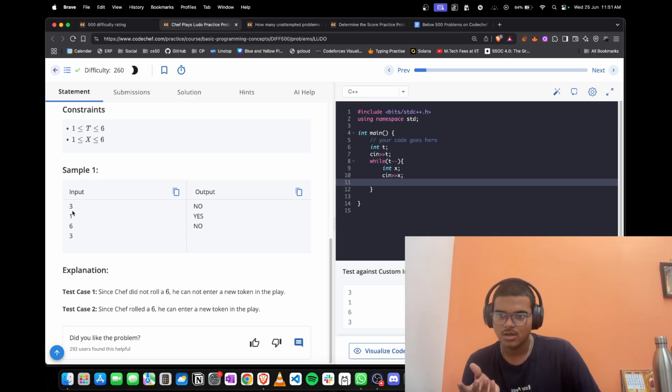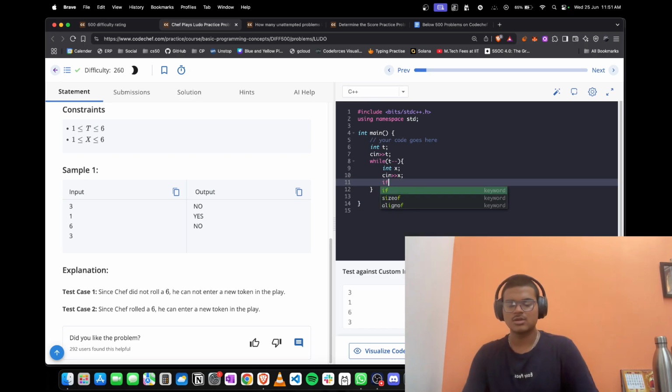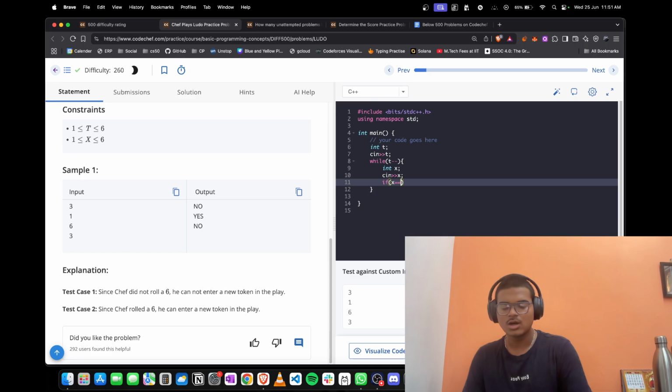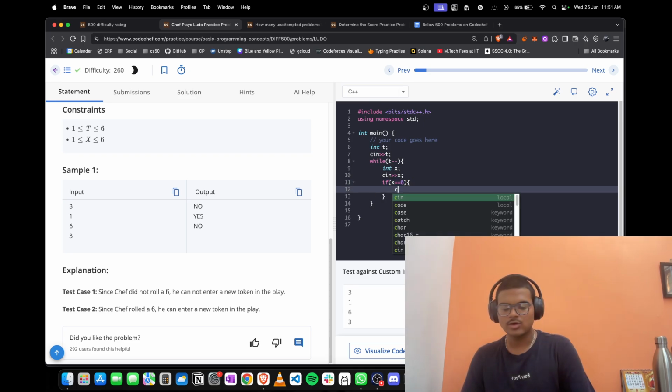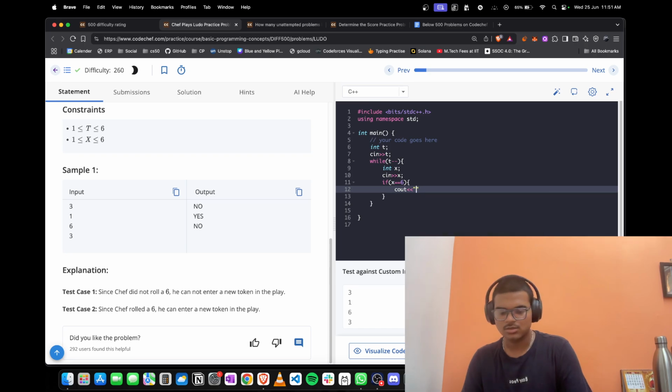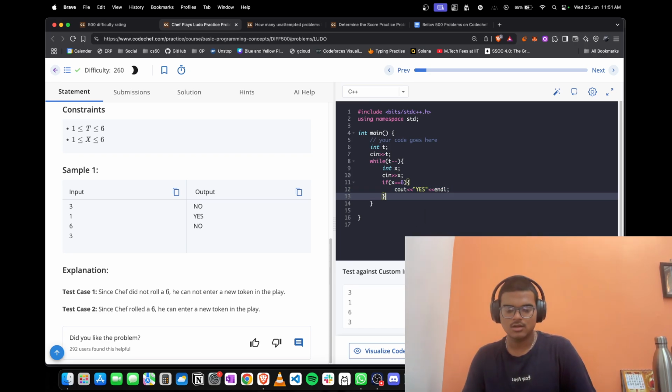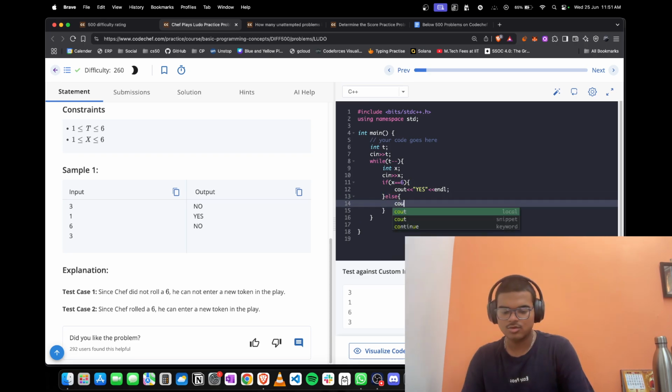See here, for 6 the output is yes, and for the rest, 1 and 3, the output is no. It means we will use a simple if else condition where if x is equal to 6, then only he will be able to enter a new token. And if not, then the answer is no. Simple. I think you understood the question.